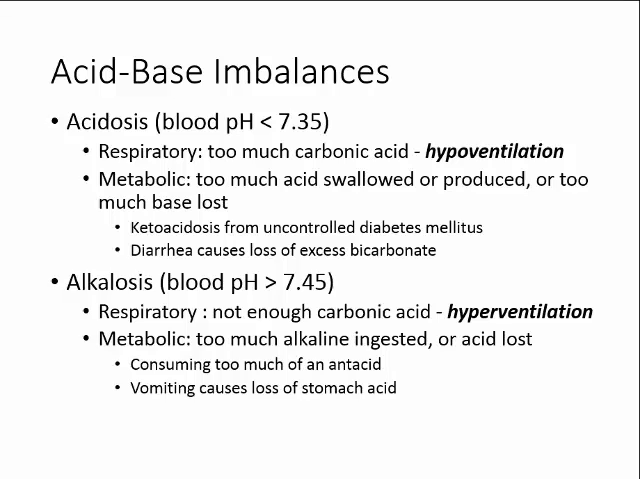Respiratory alkalosis occurs when there's not enough carbonic acid, and that is due to hyperventilation. Typically, hyperventilation is associated with anxiety or panic disorders. Metabolic alkalosis usually occurs when either too much alkaline is ingested or too much acid is lost. Consuming too much of an antacid can cause metabolic alkalosis, as can vomiting, which causes a loss of stomach acid.